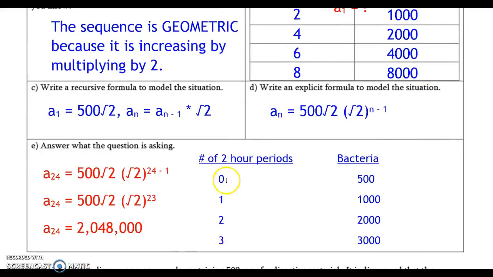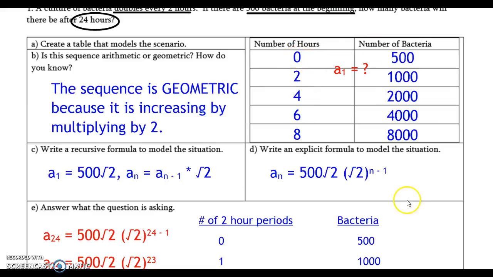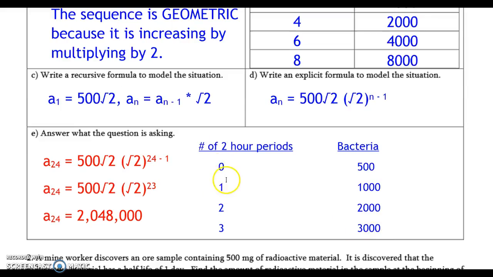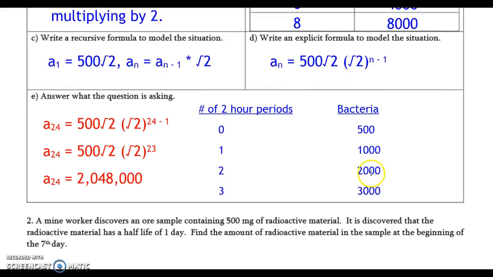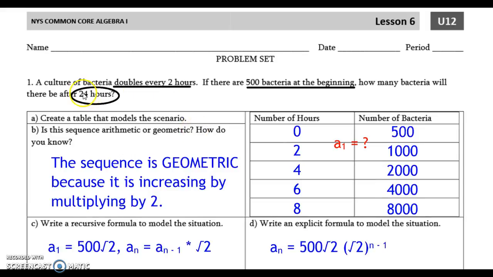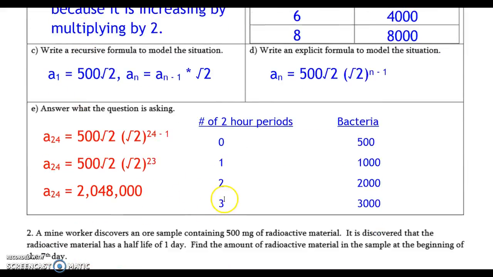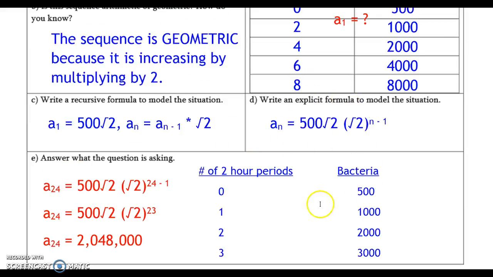The number of 2-hour periods starts at 0 because we're starting at 0 anyway, and the number of bacteria is 500. Then after one 2-hour period, in other words, after 2 hours, the bacteria grow to 1,000. And then after the second 2-hour period, which in other words is 4 hours, we're at 2,000 bacteria. The pattern goes on like this until, well, we're trying to find 24 hours, so we would need 12 2-hour periods. Try to figure out how you would use this pattern or this scenario and an explicit formula to figure out how many bacteria there are after 24 hours. Pause the video now and come back to it and you'll check your work.